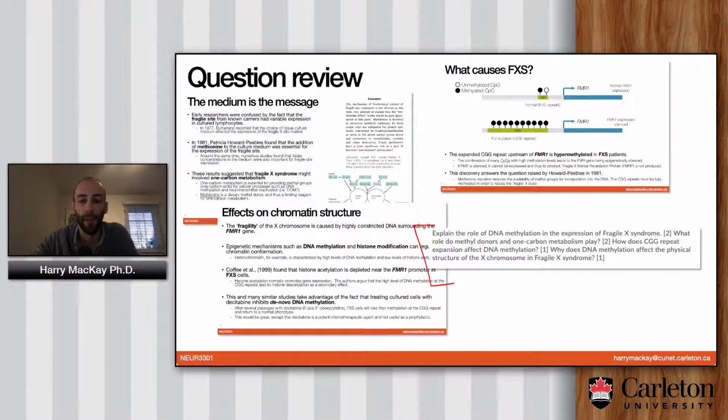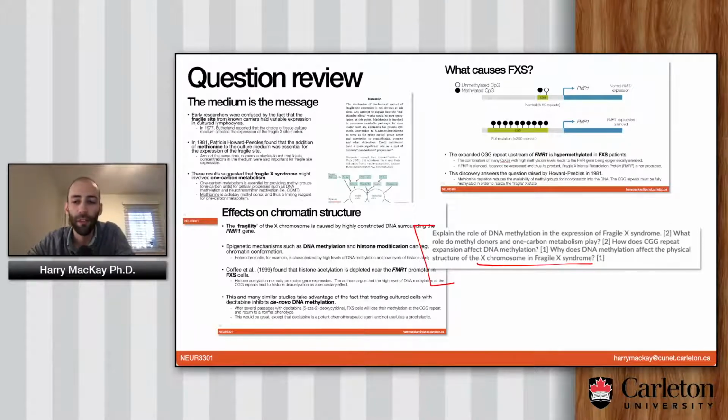So here's question 11. Explain the role of DNA methylation in the expression of Fragile X syndrome. What role do methyl donors and 1-carbon metabolism play? How does CGG repeat expansion affect DNA methylation? Why does DNA methylation affect the physical structure of the X chromosome in Fragile X syndrome? So this question concerns slides 9 through 15 on the Fragile X lecture. There's quite a lot of slides you would have to take into account.